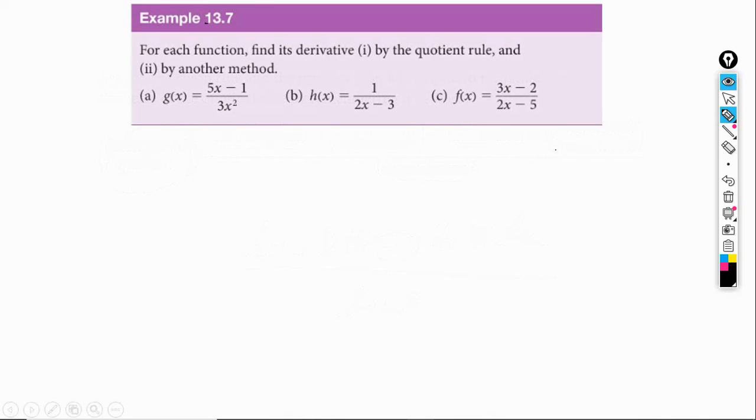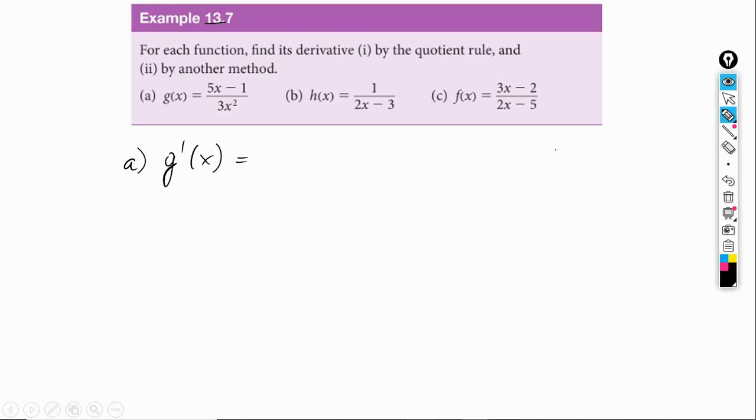Okay, so here we are in example 13.7, and it says that for each function find its derivative, 1 by the quotient rule, and 2 by another method. Okay, so we'll do them one by one. So let's start with A, and we're going to find the derivative of g of x.